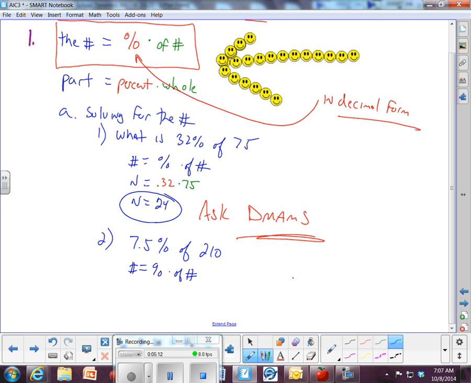Always start with the formula. Later on, when you're in physics and such, you're going to be happy that you learned to always start with the formula. All right, we're looking for the part. What would you put for 7.5%? All right, hopefully you said 0.075, right? That's 7.5%. The of number is clearly 210. And again, we're just going to take our calculator, 0.075 times 210.